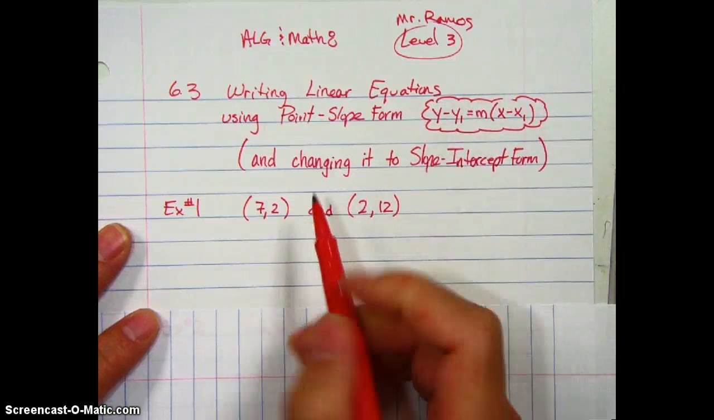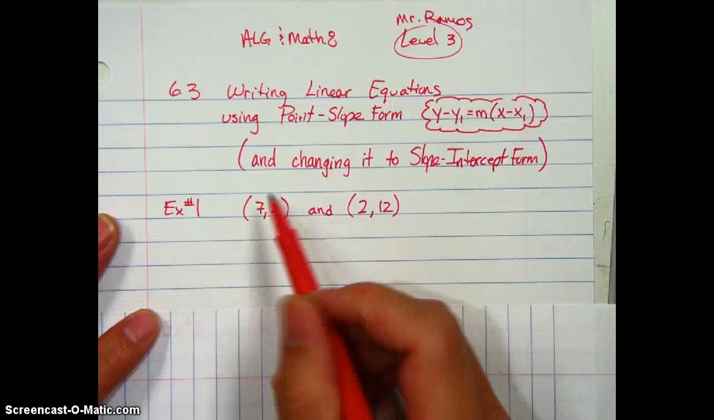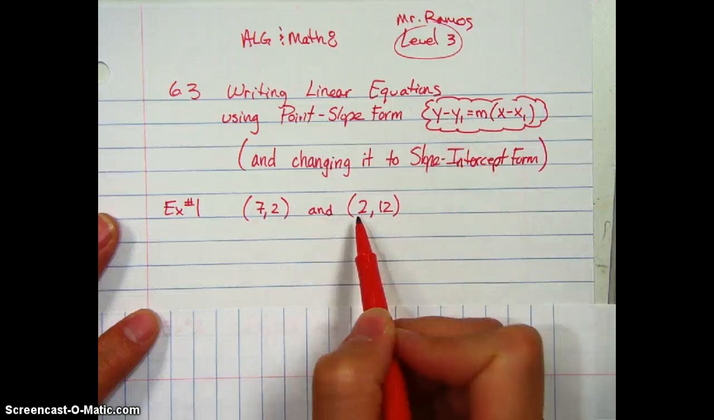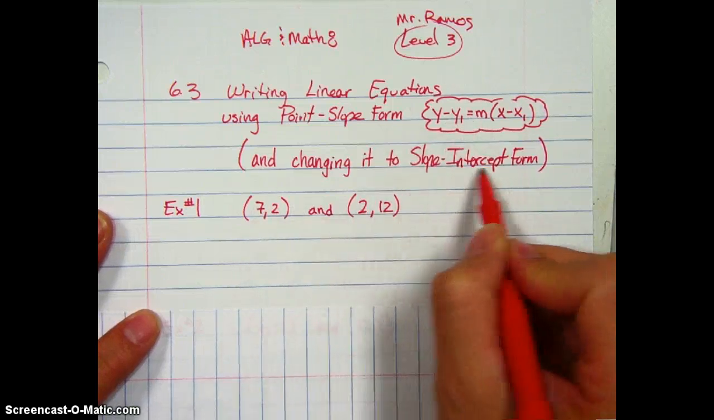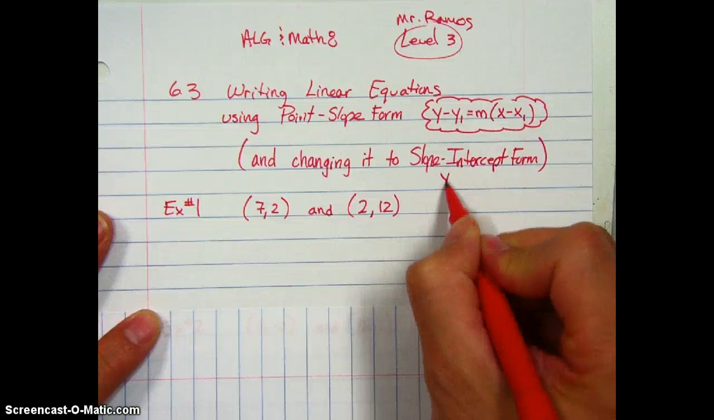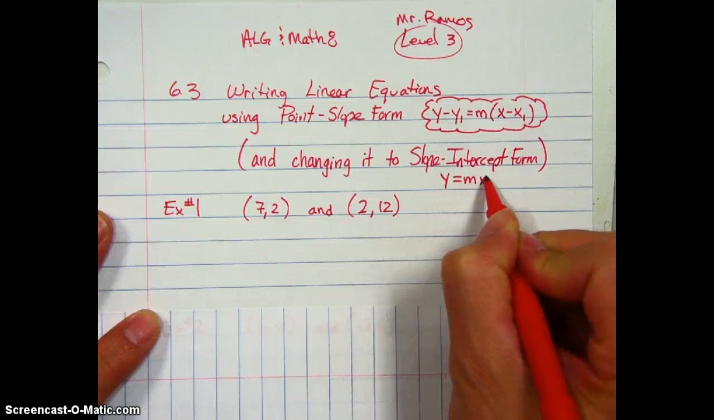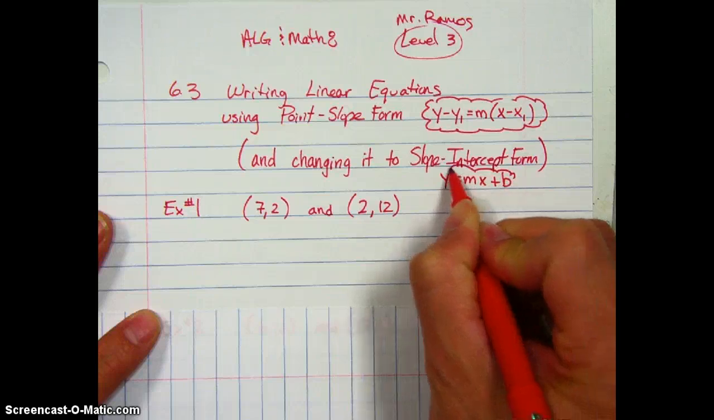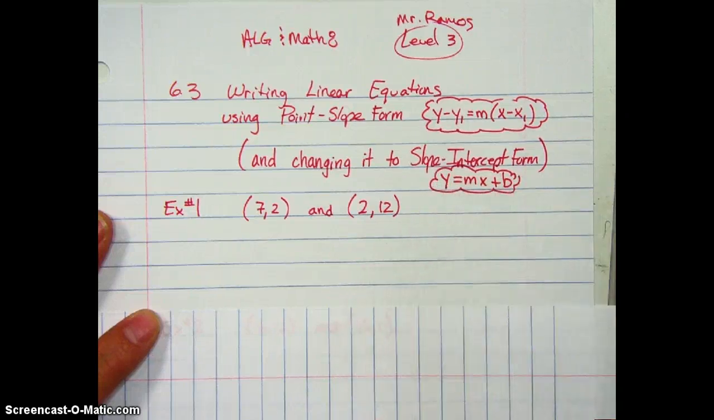Alright, so the last one is I'm going to show you how to put it into this form if you're just given 2 points, and then how to change into slope intercept form. And if you remember slope intercept form, y equals mx plus b. That's the other form that we learned before. Okay, so let's take a look here.